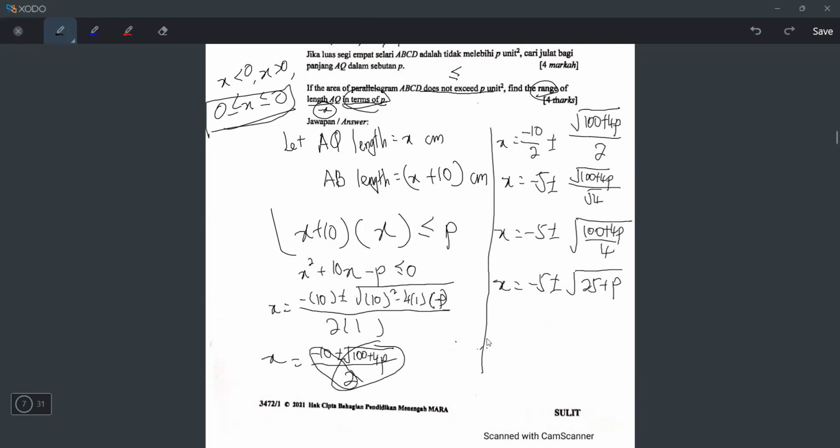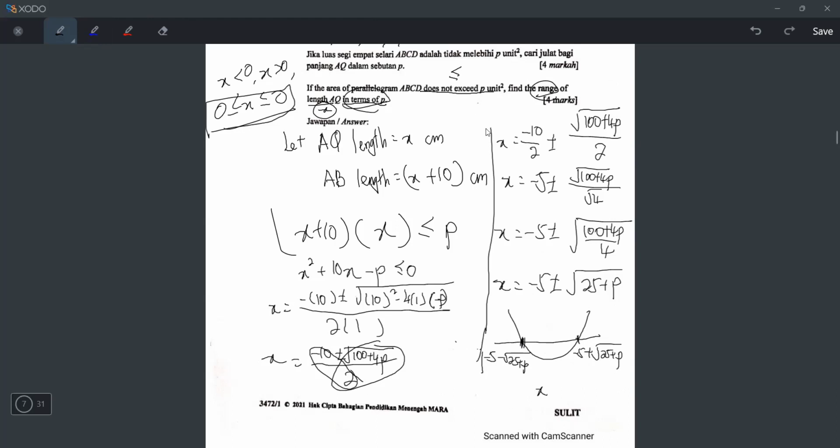But they want the range, remember. So what you should do is draw, because this is a quadratic inequality already. Draw, and this will be the smaller value of x, this will be the bigger value of x, and there should be two answers. And yes, you have two answers. The first one is negative 5 minus square root of 25 plus p, and this one will be negative 5 plus square root of 25 plus p. It's very obvious the minus version will be smaller, and the plus will be bigger. So what's my final answer?